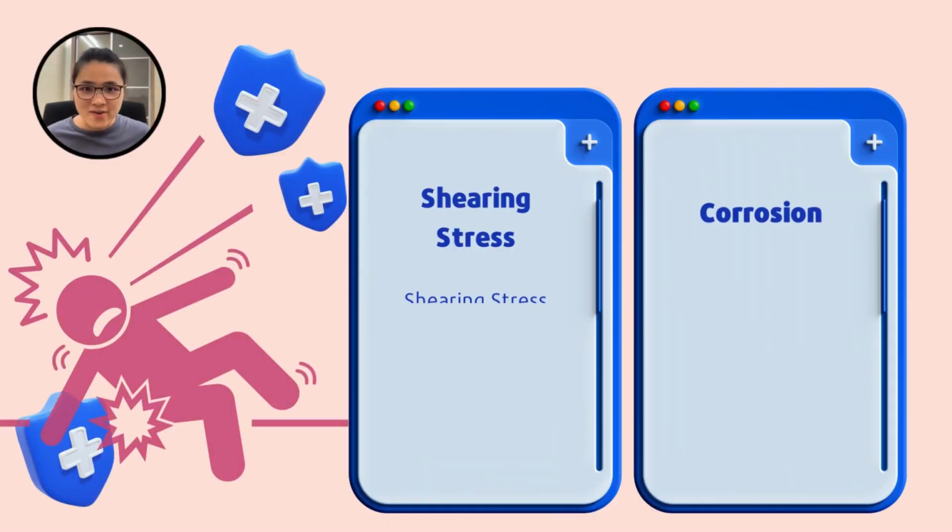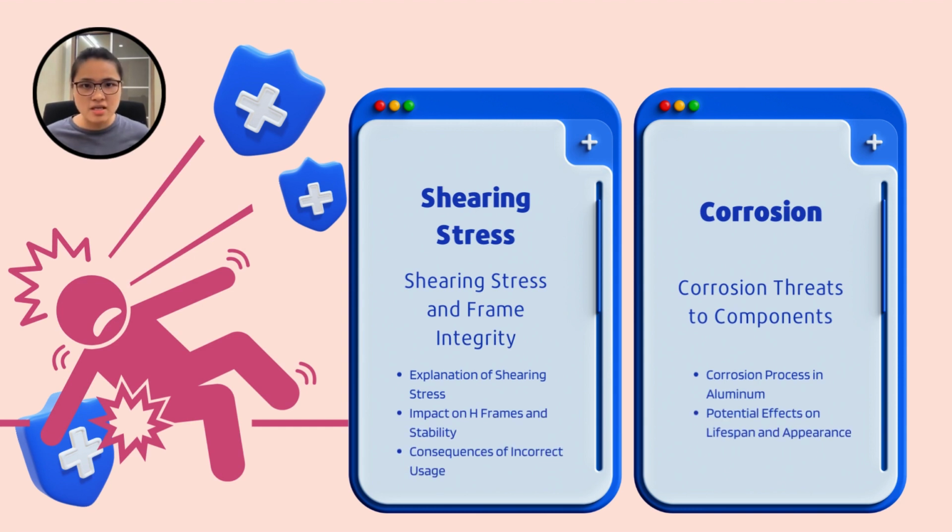Now, let's discuss another factor contributing to failure, which is shearing stress. When forces are applied perpendicular to an object's surface, such as when a person leans to one side or uses the walker on uneven terrain, shear stress is generated. The pressure exerted on the H-frame by shearing stress can lead to a reciprocal walker's failure.